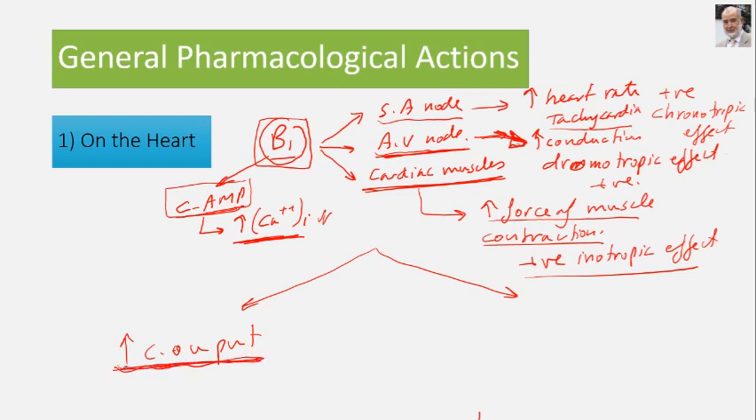Increasing the cardiac output in general can result in an increase in blood pressure. As we have said, blood pressure is the product of cardiac output and peripheral resistance. Therefore, by increasing cardiac output, there is a chance of increasing blood pressure. Of course, not all of them produce an increase in blood pressure because of the many reflex mechanisms involved. So the first thing, sympathomimetics, by acting on the heart, there is a possibility of increasing cardiac output.